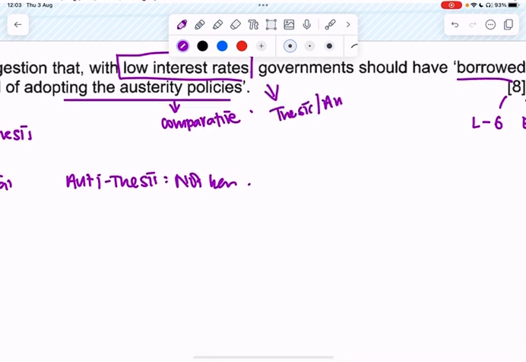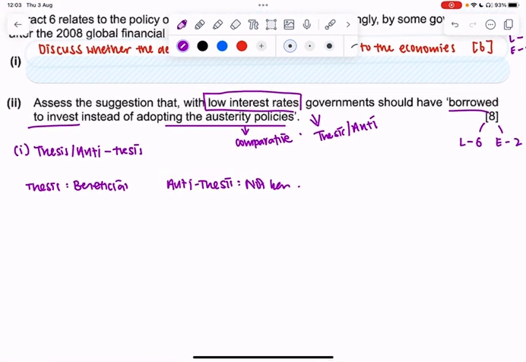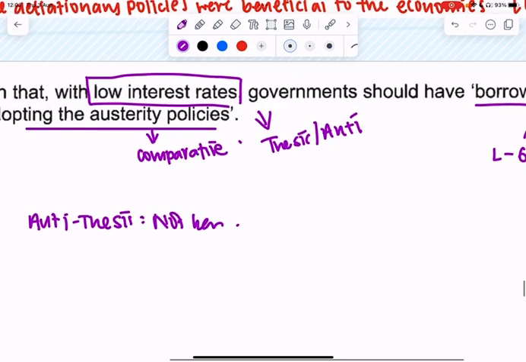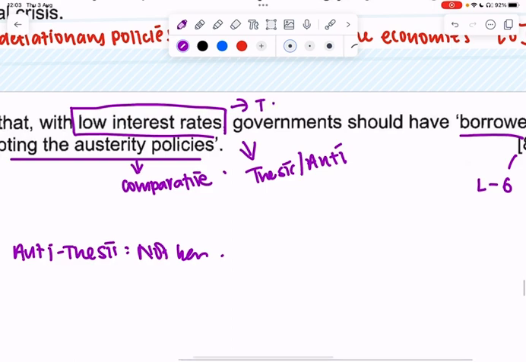And with this thesis-antithesis approach, we will know that one, governments should have borrowed to invest instead of adopting austerity, and the second one can be governments should not have borrowed to invest instead of adopting austerity, or even governments should have adopted the austerity policies despite the low interest rate. So you see, when they give you this very unique condition, low interest rate, we must be very wary. We have to tackle this condition throughout our essay.